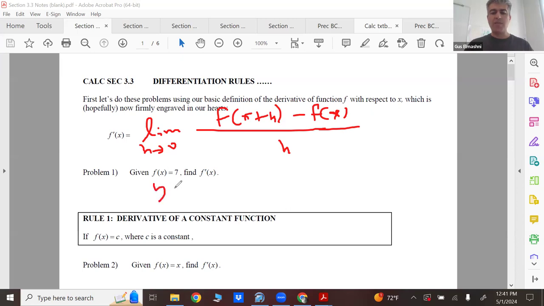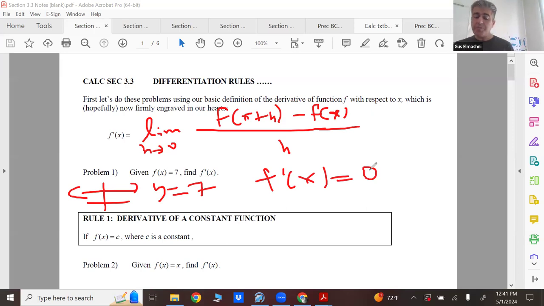Like, that's y equals 7, right? That's just a horizontal line. You know this, right? What's the slope of that line? Zero. There you go. That's your derivative, zero. So whenever you have a constant, f prime of x, regardless of what x is, it's always going to be zero.